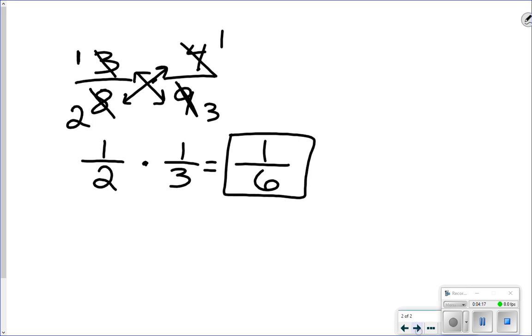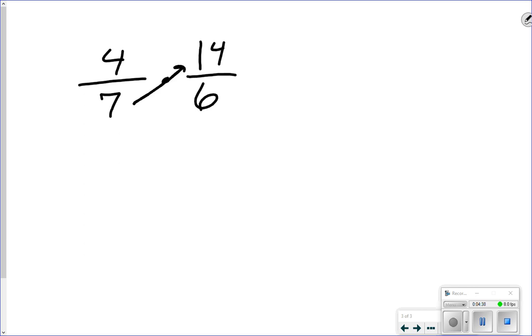Let's do one more example. This will be the last one. Let's take 4/7 times 14/6. We'll look diagonally. It doesn't matter which diagonals you start with. We'll look at 7 and 14. The greatest common factor of 7 and 14 is 7. They both have a factor of 7. So this divided by 7 gives me 1. I'll divide this by 7 and that gives me 2.